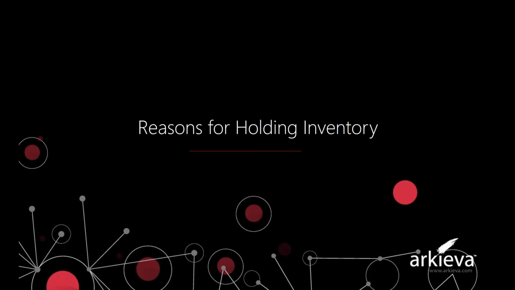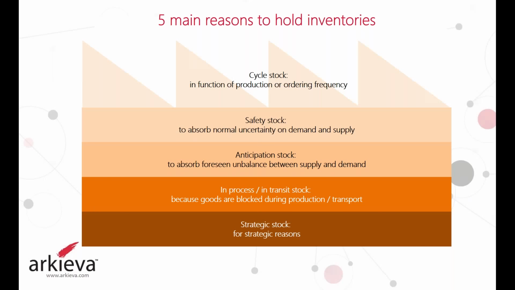So let's jump right in and look at today's topic, which is around safety stocks. Before we get there, let's talk about the different types of inventories that people hold within their supply chain. There are 5 main areas that I can think of.